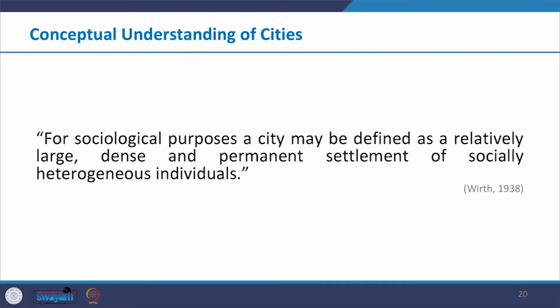The final definition which we see here is by Louis Wirth. He says that for sociological purposes, a city may be defined as a relatively large, dense, and permanent settlement of socially heterogeneous individuals. Like we saw in the pictures as well, the population, the density, the permanent nature, and then heterogeneity all come together to define the city.